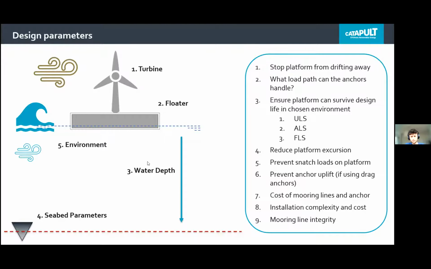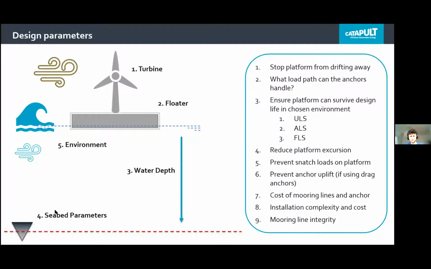The water depth will have a major drive on the system, as with deeper water comes heavier mooring lines, and with shallow water comes greater excursions. And with those shallow waters, it can be quite tricky to prevent uplift on drag anchors. And then the seabed parameters largely affect which anchors can be used at the site.